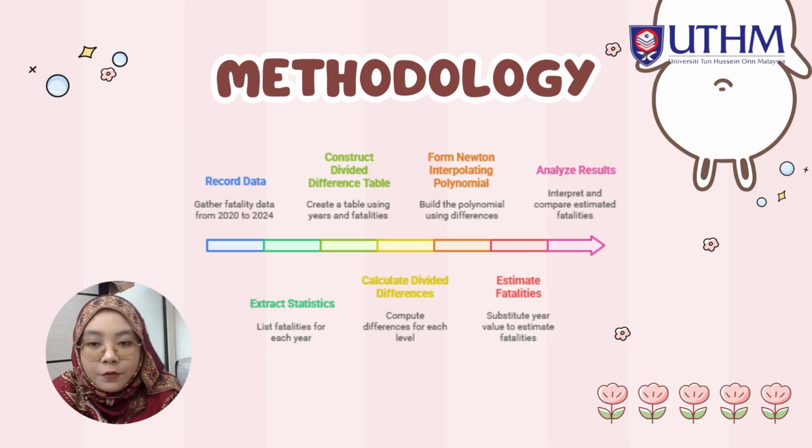For the methodology, first, we gather the fatality data from 2020 to 2024. After that, we list the fatalities for each year and create a table using years and fatalities. Then, we calculate the divided differences by computing the differences for each level. Next, we use the Newton interpolating polynomial to build the polynomial using the differences from each level before. Then, we substitute the year value to estimate fatalities, and lastly, we analyze the result by interpreting and comparing the estimated fatalities of each year.